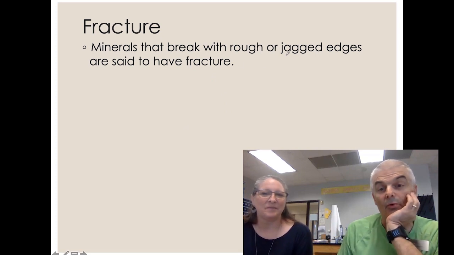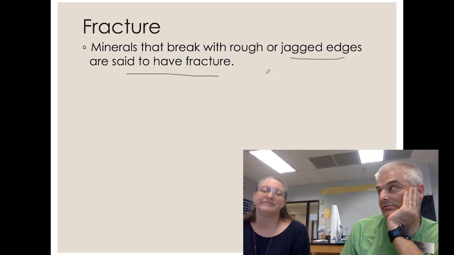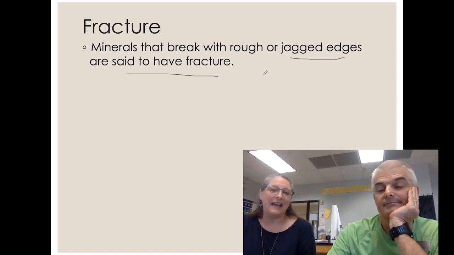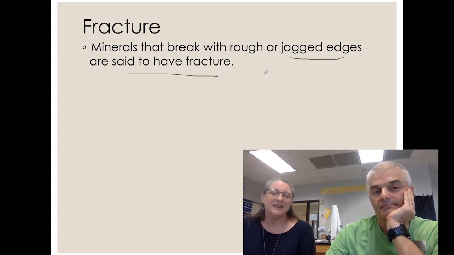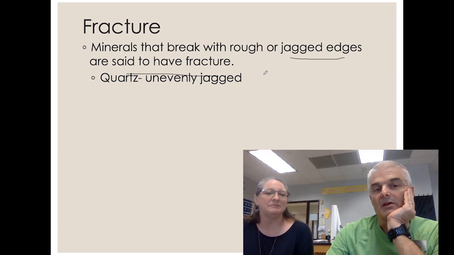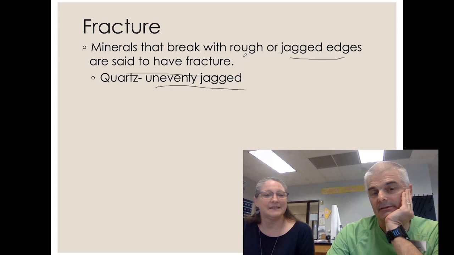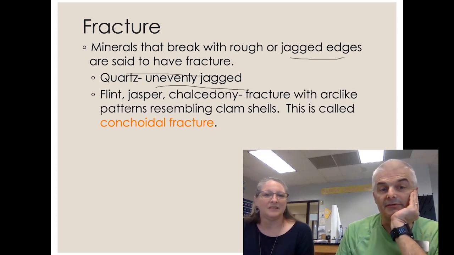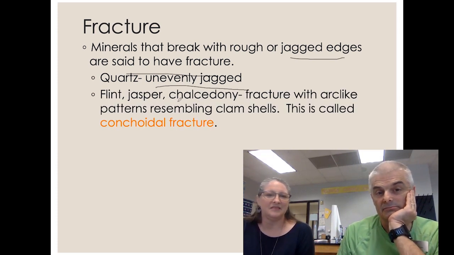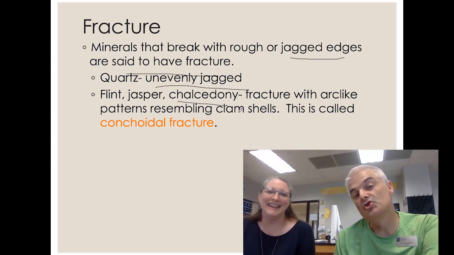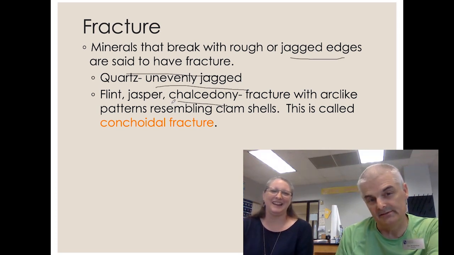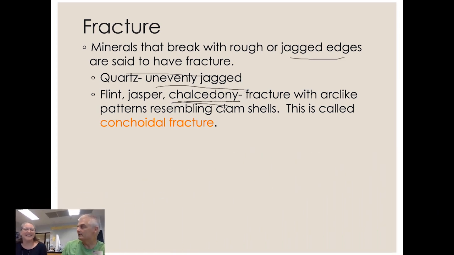Minerals that break with rough or jagged edges. Oh, so it's not like a clean break. It's a jagged break. Yeah, nothing flat. It's going to have pokey edges, and it's not going to be pretty. So quartz apparently is an example because it has uneven, jagged breaks. Absolutely. Flint, jasper, chalcedony.